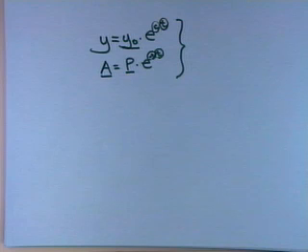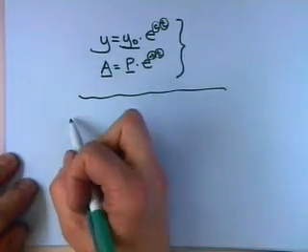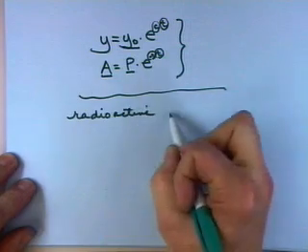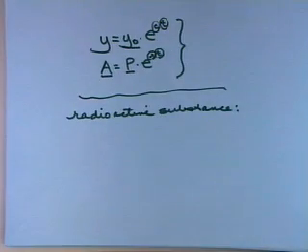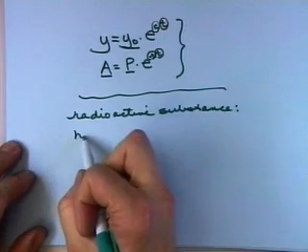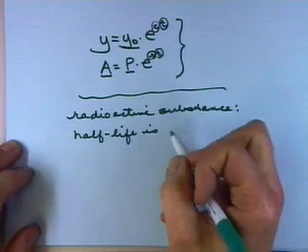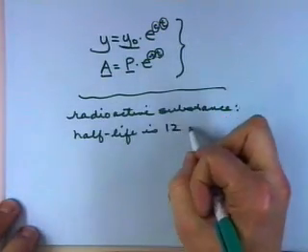Okay, let's look at a decay. Let's say, and I'm just going to make one up, that we have a radioactive substance. And let's say that its half-life is, let's say it's a fairly benign substance, let's say its half-life is 12 days.